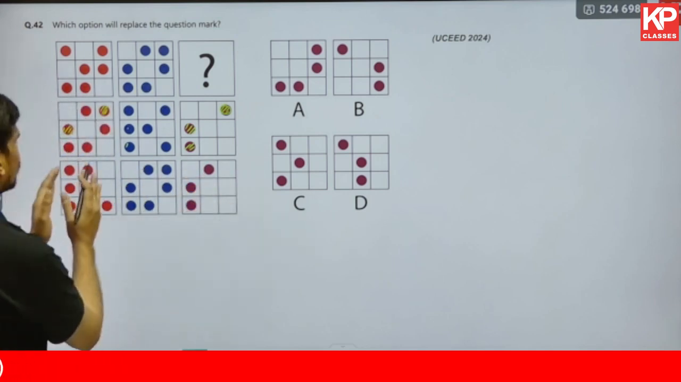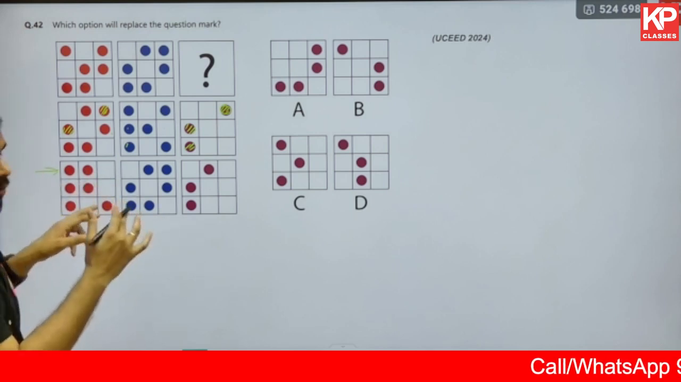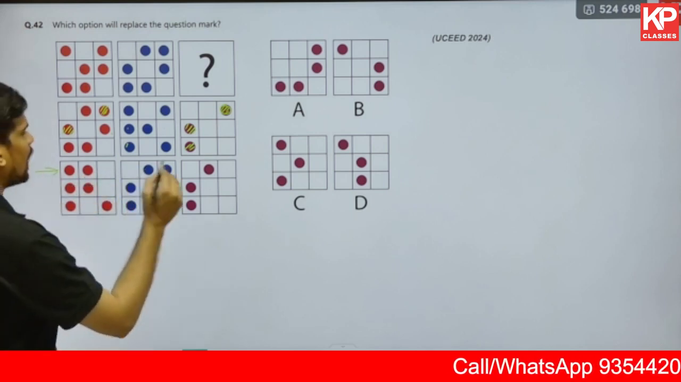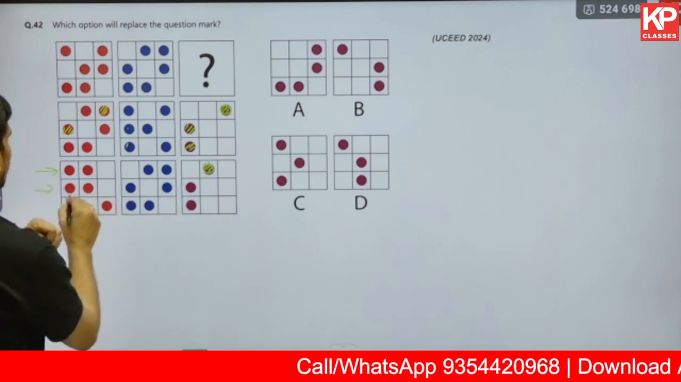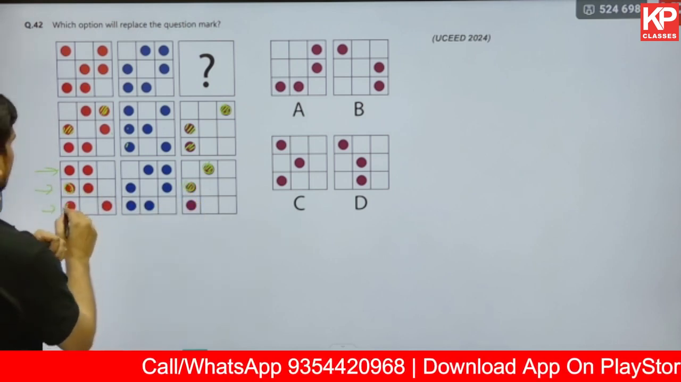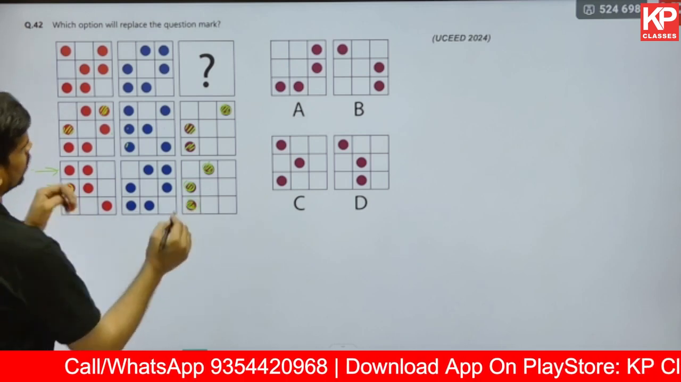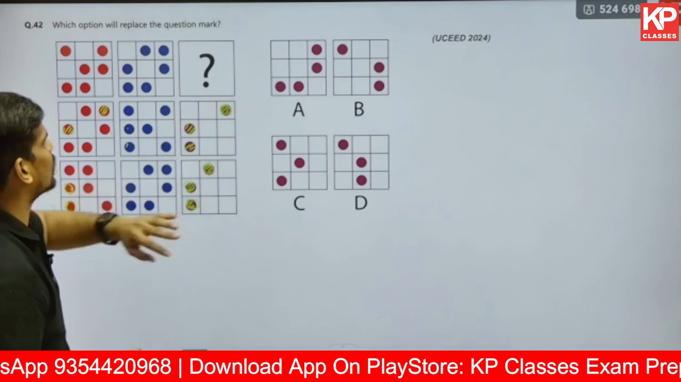Something which is common in the red arrangement and blue arrangement is shaded in the third figure. What is common in red and blue arrangement in the first row? In the first row, the central part is common, so that is given. In the second row, the common is the first circle, so that is given. In the third row, what is common? Again the first circle, so that is given. So look for what is common in the red and blue arrangement. That has to be the answer.